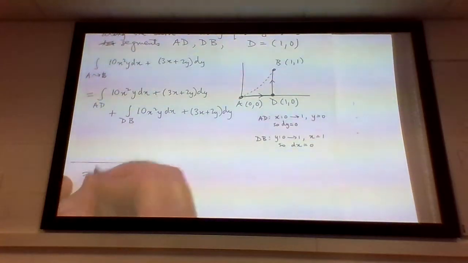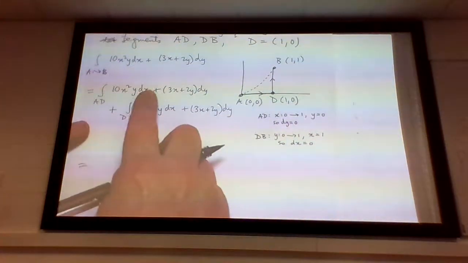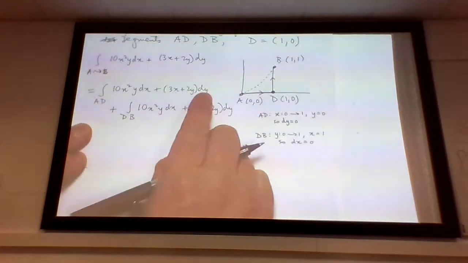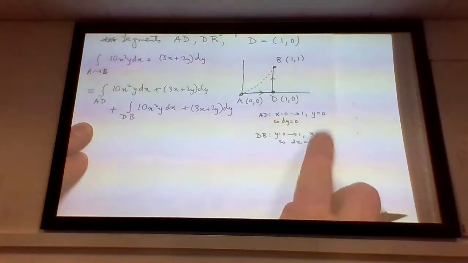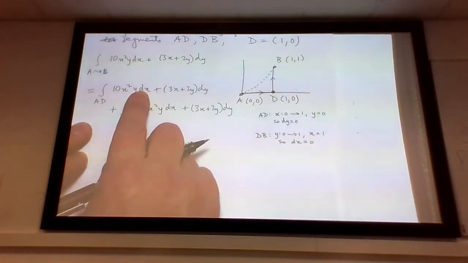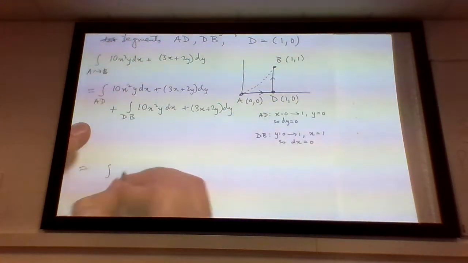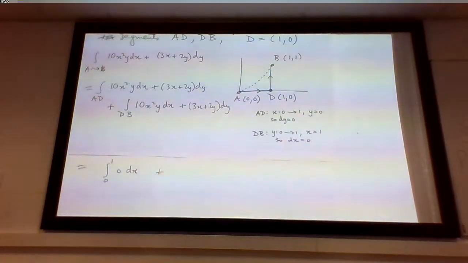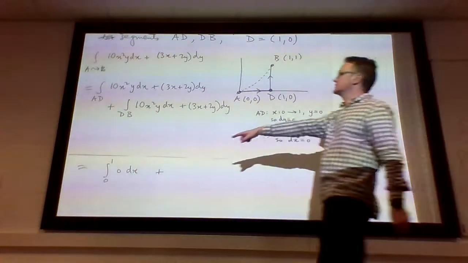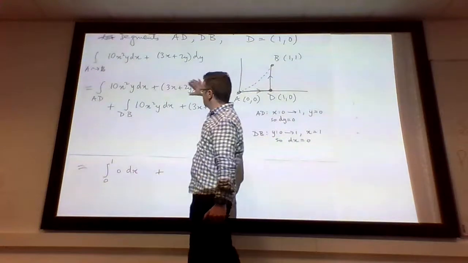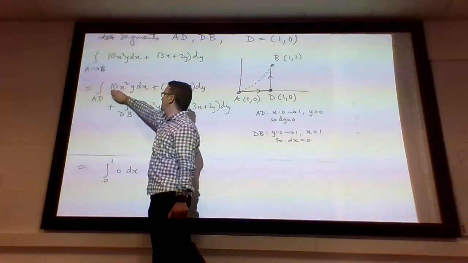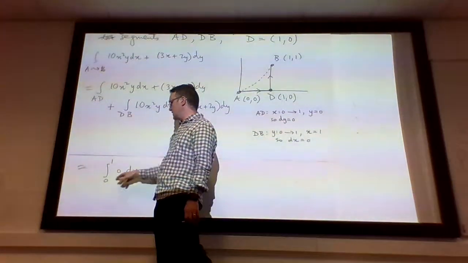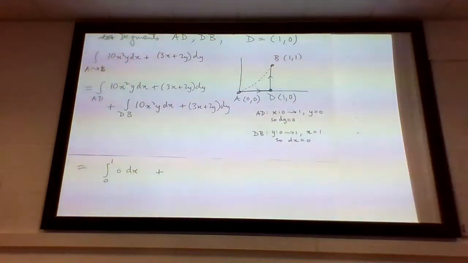So continuing my equation here, on the first integral, dy is 0, so I can completely ignore the second part. And y is fixed at 0, so actually I'm just integrating 0 dx from x equals 0 to x equals 1. That's just going to give me 0. So this was the A to D bit. Because dy is 0, that cuts out all of that. And y is 0, so that cuts out all of that. So I'm just integrating 0 dx from 0 to 1.